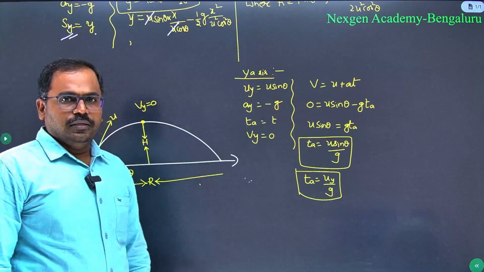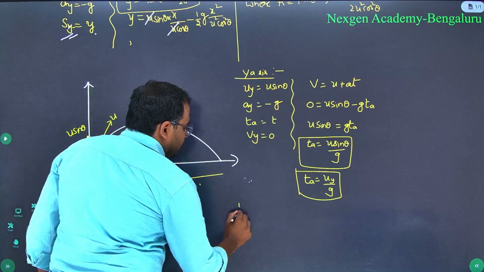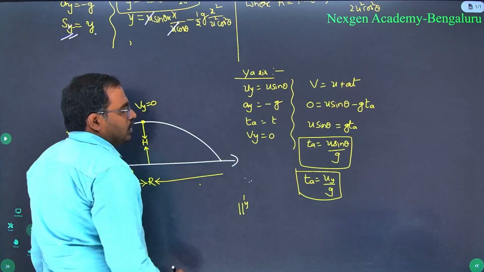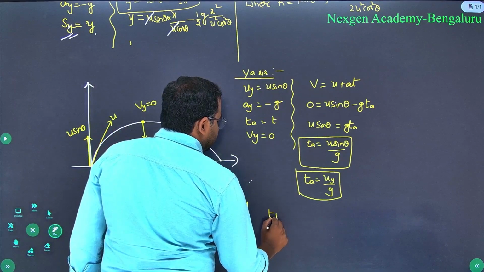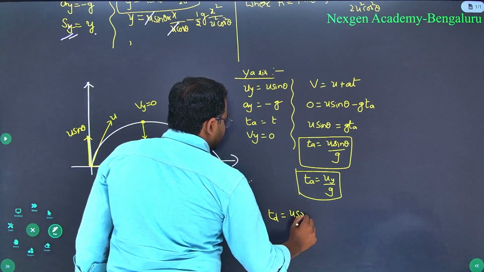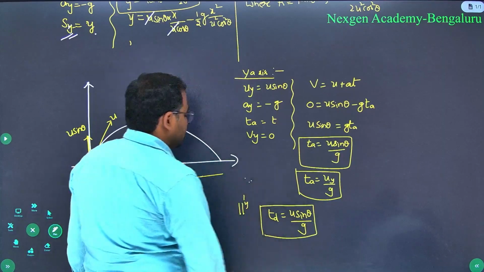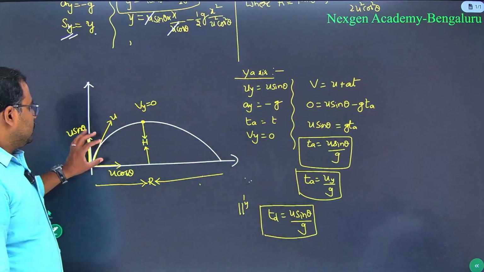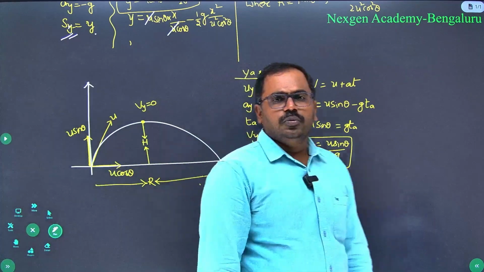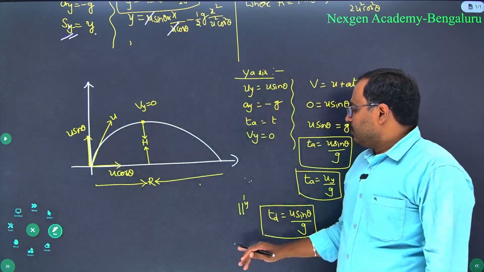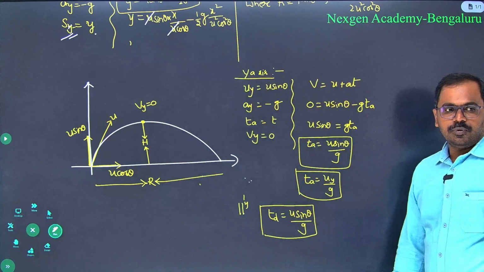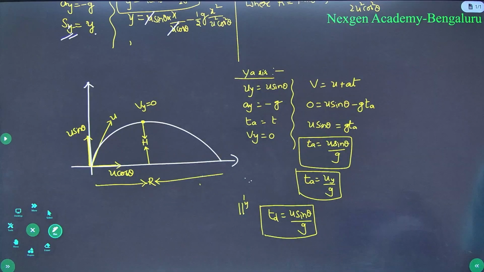Similarly, we can prove, I don't want to prove that here, that the time of descent is equal to u sin θ / g. The same kind of procedure we will follow, and the same expression we will get. So the time taken by the projectile to reach the plane of projection from the maximum height is the time of descent, and this is the formula: time of descent equals u sin θ / g.